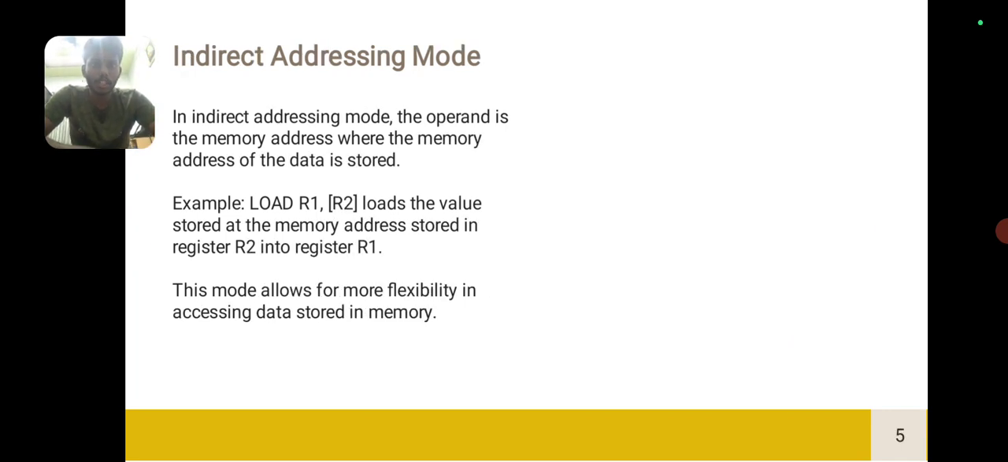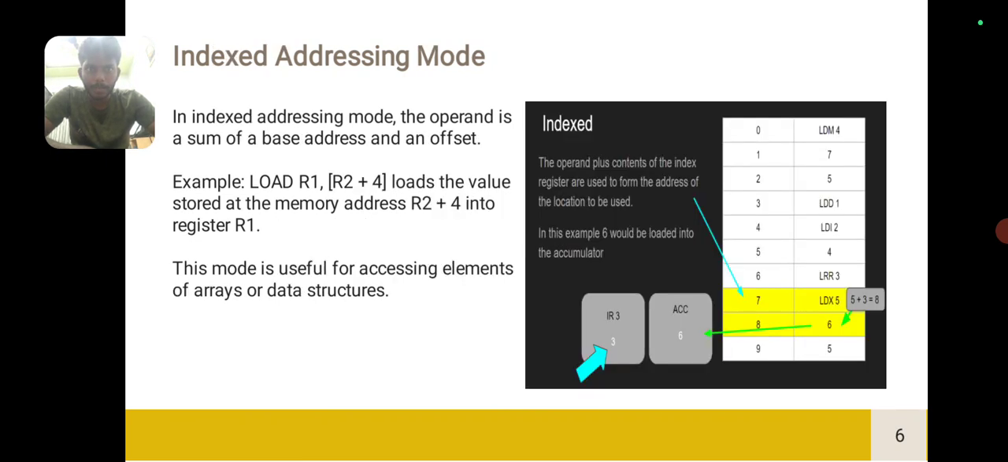Indirect addressing mode. In indirect addressing mode, the operand is the memory address where the memory address of the data is stored. Example, LOAD R1, (R2) loads the value stored at the memory address stored in register R2 into register R1. This mode allows for more flexibility in accessing data stored in memory.